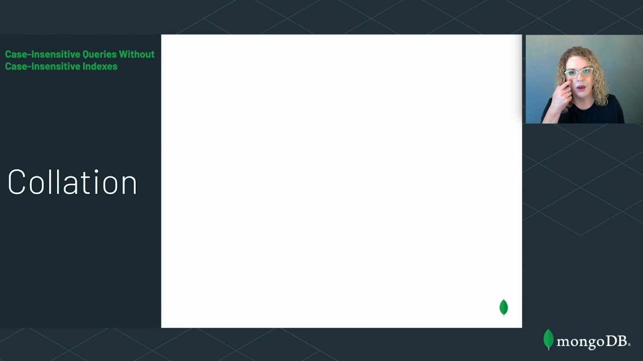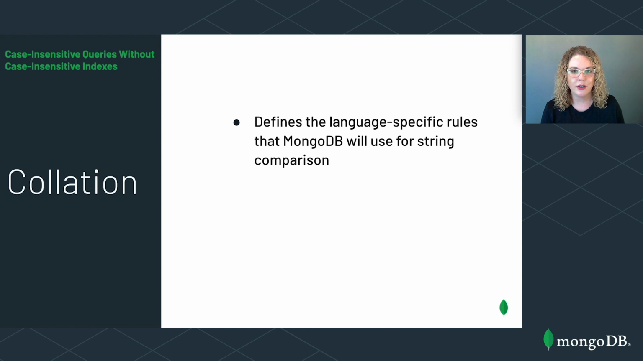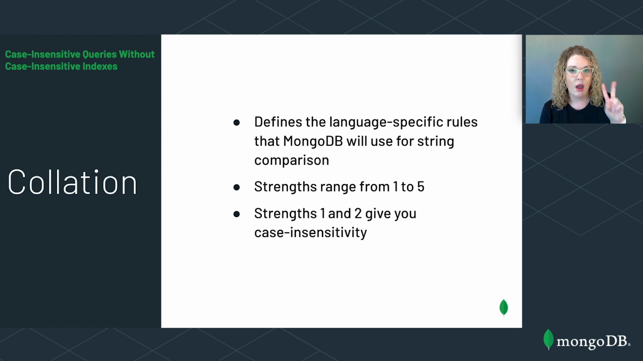So before we jump into the example, I want to define one term we'll be using. Let's talk about collation. A collation defines the language-specific rules that MongoDB will use for string comparison. Collations have various properties. One of these properties is a strength that ranges from 1 to 5. The strength defines the level of comparison to perform. Collation strengths of 1 and 2 both give you case insensitivity. Indexes can have collations. A query that is run with the same collation as a case-insensitive index, remember, that means it has a strength of 1 or 2, will return case-insensitive results. Let's take a look at an example so you can see what I mean.